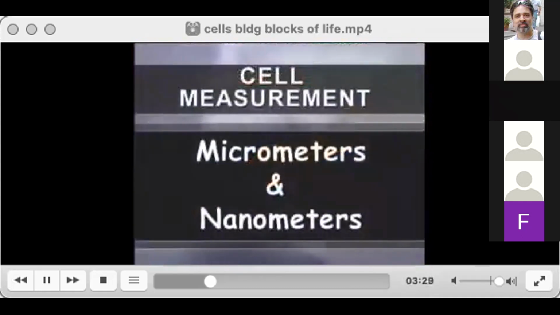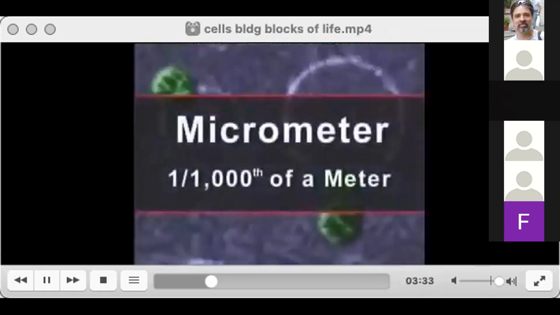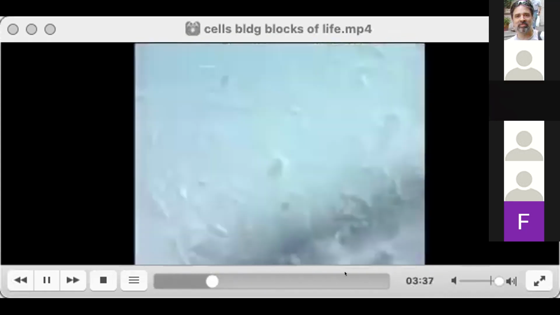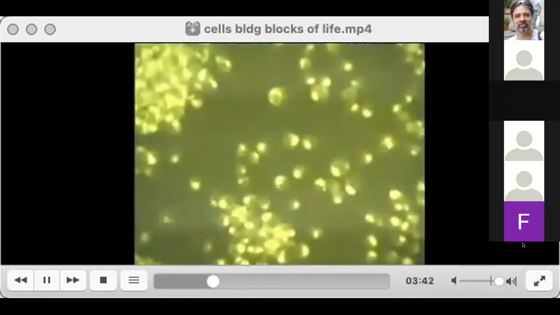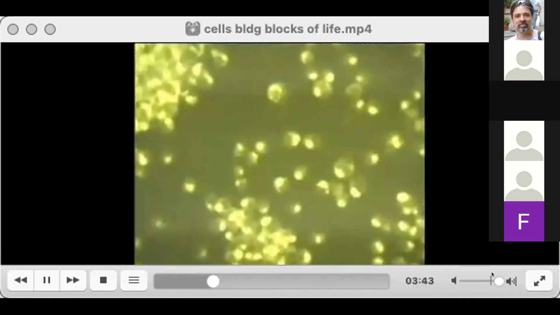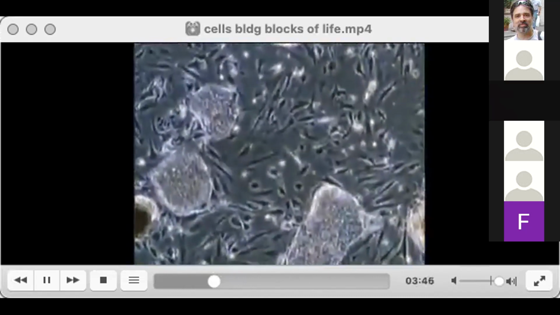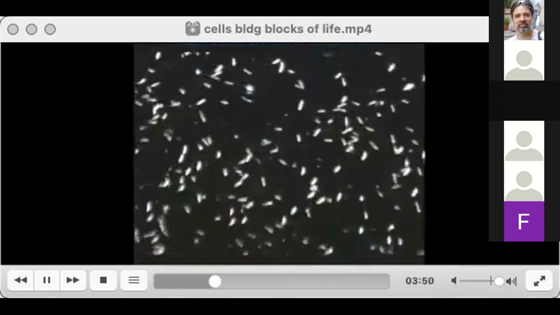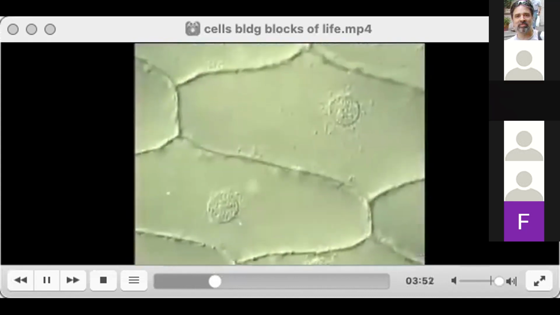Cells are measured in micrometers and nanometers. A micrometer is 1/1000th of a meter, and a nanometer is 1/1000th of a micrometer. Because cells are so small, they remained hidden and unknown for centuries. It wasn't until the invention and development of microscopes that this miniature world was finally revealed, allowing scientists to study and begin to understand cellular life.